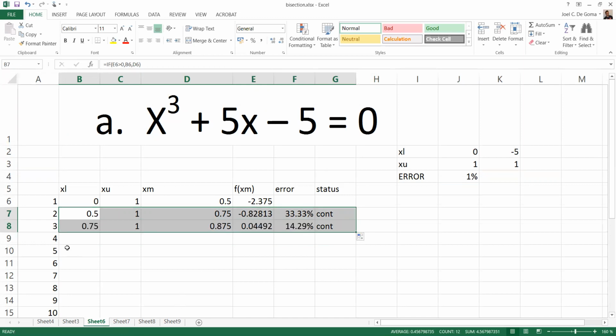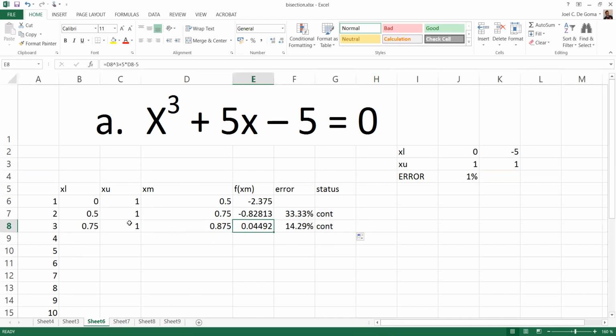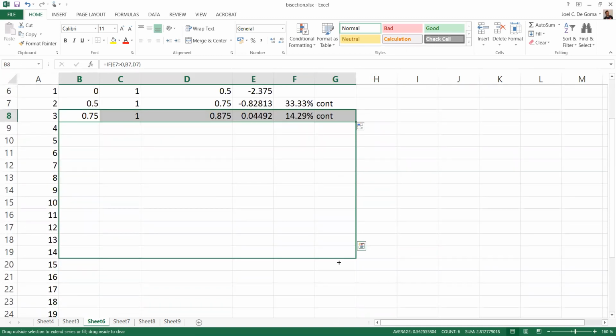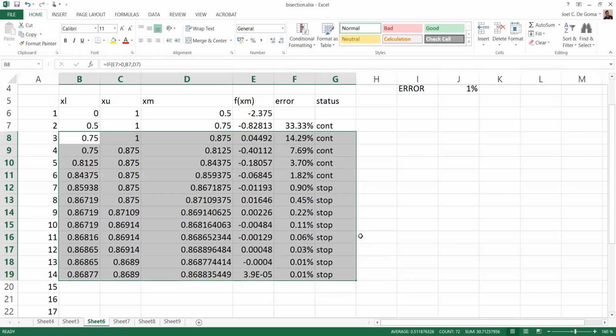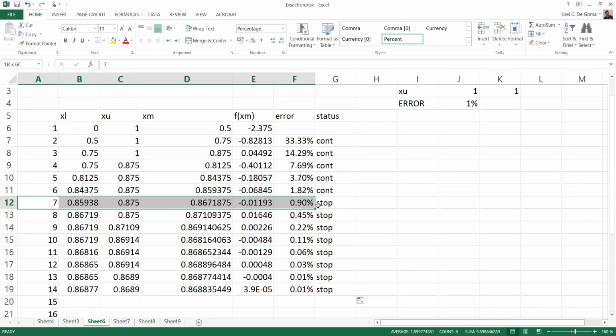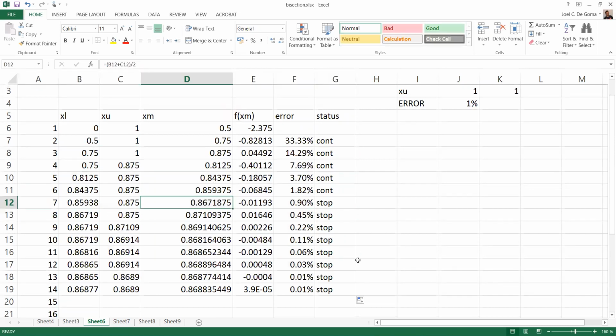Then get the midpoint. Since this is positive, on the next iteration we're going to replace x sub u. x sub l is retained since the error is more than 1%. So continue this until we get 1% or less than 1% for your error. Here it is, on the 7th iteration. So this is our answer, 0.8675, that yields a 0.9% error.